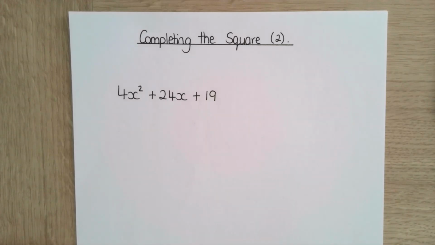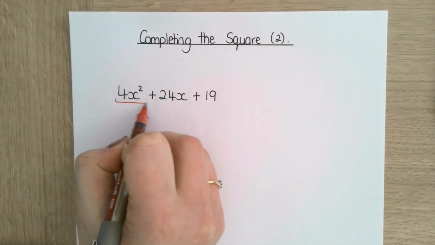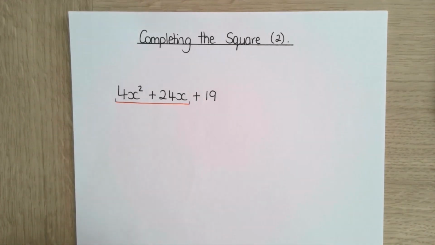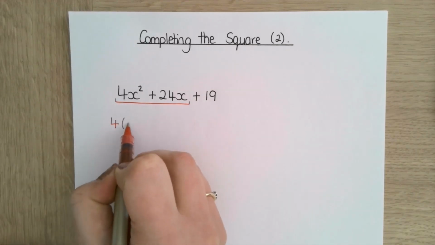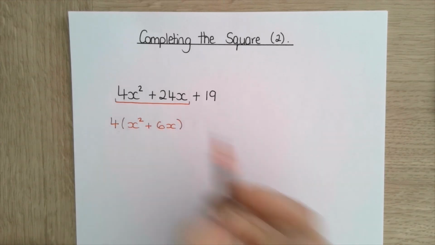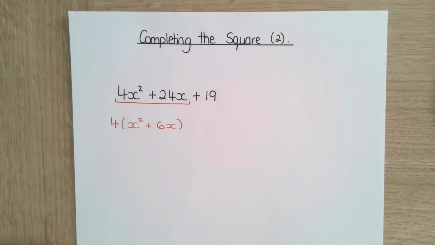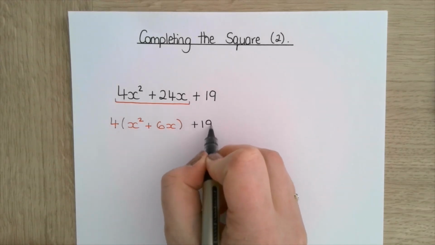So the first thing that I'm going to do is factorise just normally, just standard linear factorising with these first two terms. But what I'm going to do is take the coefficient of x squared. So I'm going to end up with 4x squared plus 6x. That is that bit factorised. Obviously I do have the plus 19 on the end, so I need to make sure that I still include that.